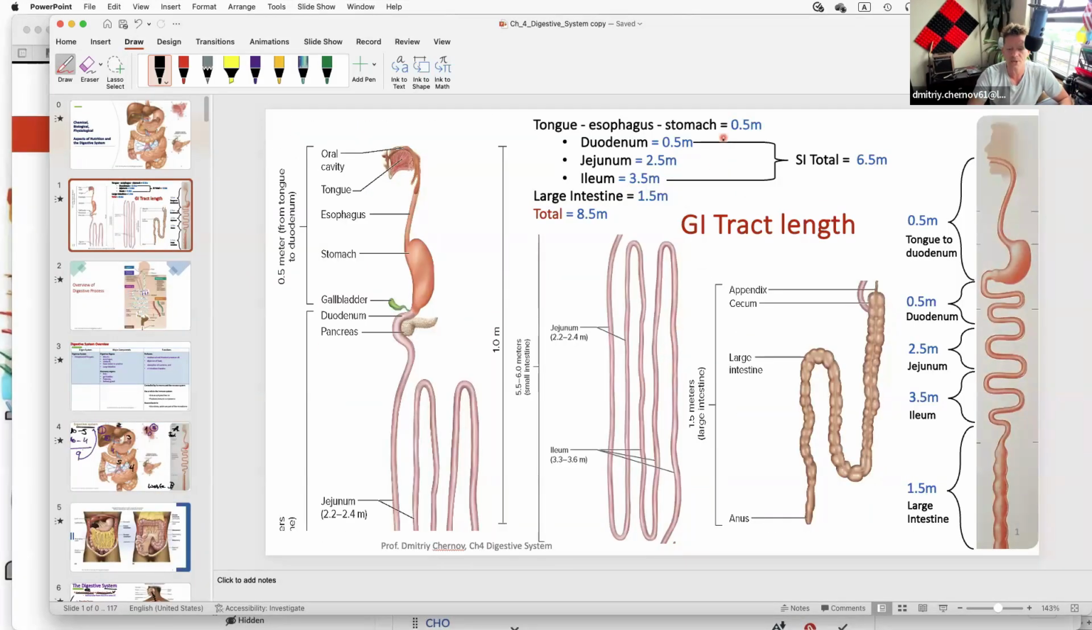Look at the small intestine. The small intestine has three parts: duodenum, jejunum, and ileum. Altogether 6.5 meters, around 18 feet long. It's long. It's like a 2.5-story building. So while the food passes through the small intestine, it has enough time to digest, break down, so we can absorb it. So most of the digestion and absorption happens here in the small intestine.